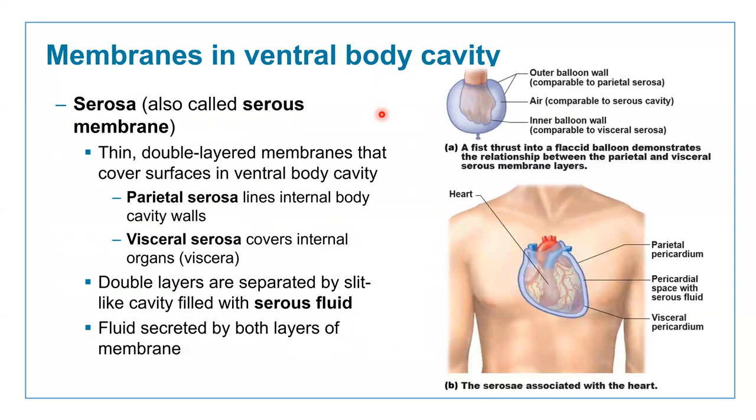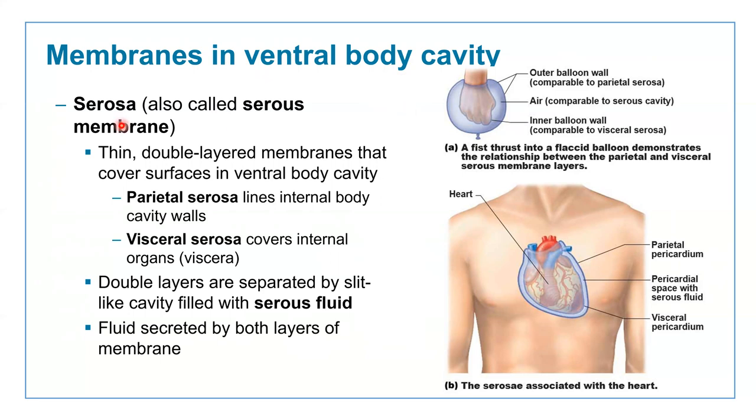Okay, another important thing about those cavities. When we're talking about ventral body cavities, thoracic and abdominopelvic, organs inside those cavities are called viscera. So viscera are organs that are located inside the ventral body cavity. And those organs and those cavities are covered by a membrane. This membrane is called serous membrane or serosa. What serosa does is secrete a serous fluid, and this is for lubrication, reduction of friction, and for protection. So serosa is a serous membrane and it's found only in closed ventral body cavities.